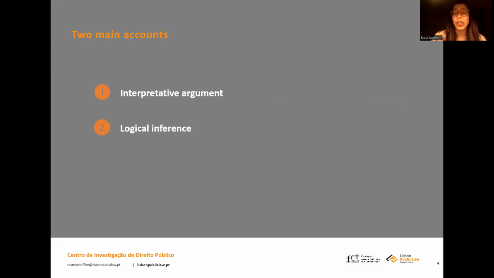As I said, there are two ways of looking at the a contrario argument. According to one of the views, the a contrario argument is interpretative in the sense that it justifies the semantic content of a normative statement in relation to the case at hand. However, there is another way to look at the a contrario argument. It can be seen as a purely logical inference that only takes place after interpretation.